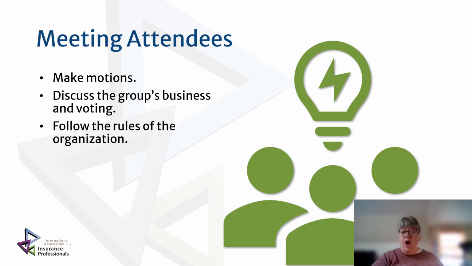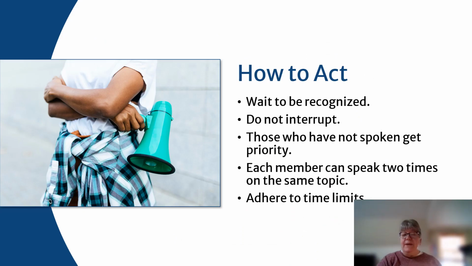Meeting attendees also have responsibilities under parliamentary procedure. They are responsible for making motions, participating in discussion, voting on motions, and following the rules of the organization. Parliamentary procedure provides guidelines on how you should act at a meeting. First of all, before speaking, you must be recognized by the presiding officer. You should not interrupt other members who are speaking.